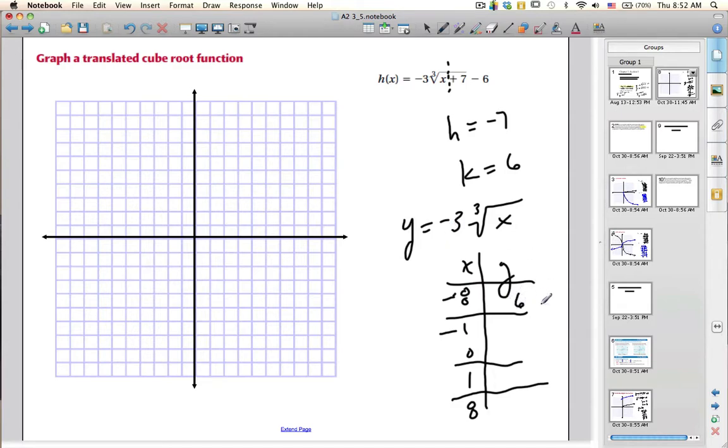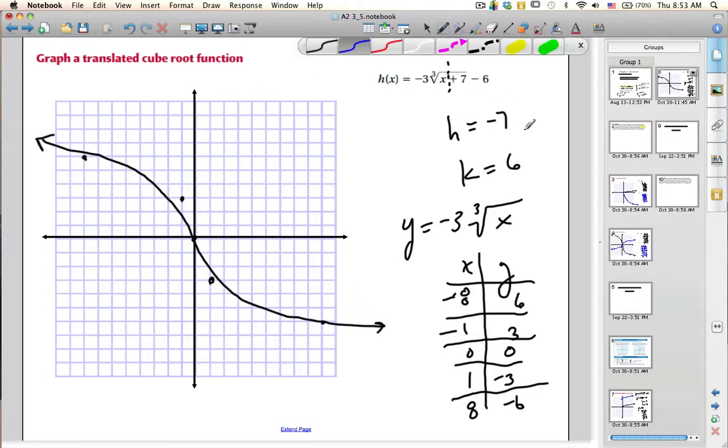So this would be 6, 3, 0, -3 and -6. So at -8, I'd be at 6, 1, 2, 3, 4, 5, 6. At 1, I'd be at 3, 0, 0, 1, -3, and 8, -6, 5, 6 right there. And I'm going to go ahead and pop through with this. This is the graph of the parent function.